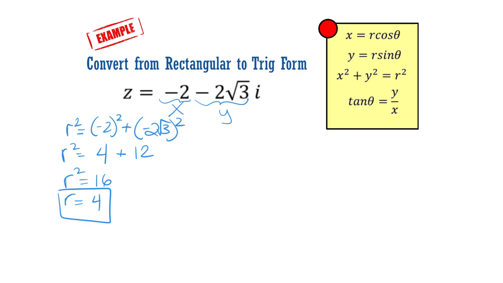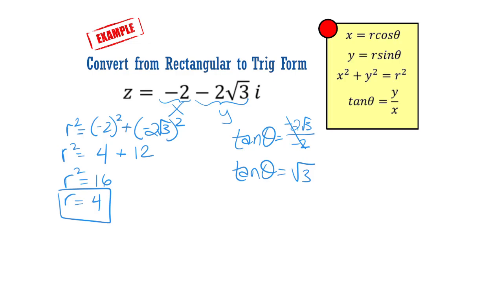And now I'm going to use the other rule, the tangent of theta is equal to y over x. The y value is negative 2 root 3. Notice I'm not including the i. The y is the coefficient on the i. Don't include the i when you write this. And the x is negative 2. Your negative 2s are going to cancel, and you get tangent of theta equals root 3. And we're lucky enough that that lands on the unit circle.